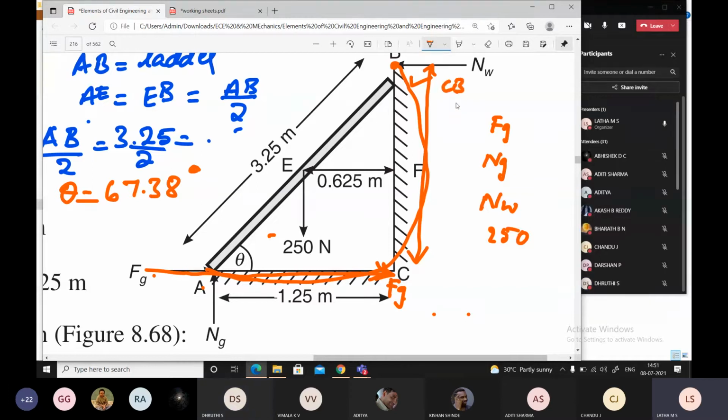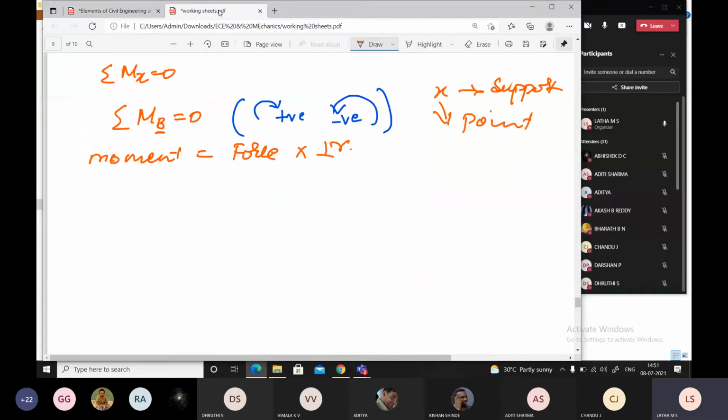Have we calculated CB? No, ma'am. Can we calculate now? Tell me the calculation of CB. How to calculate? Cos theta, sin theta. Which one should I take? Sin theta. Sin theta is equal to opposite BC by AB.